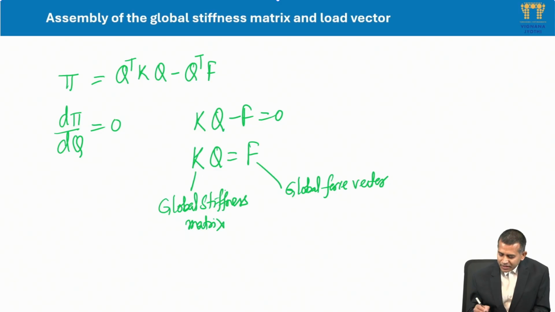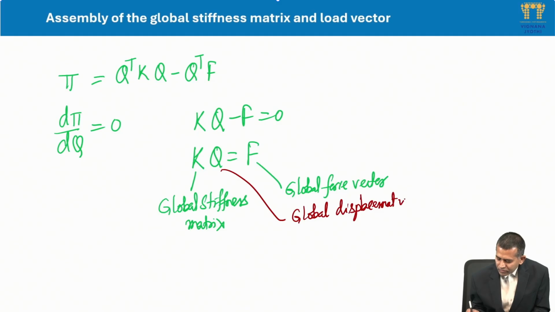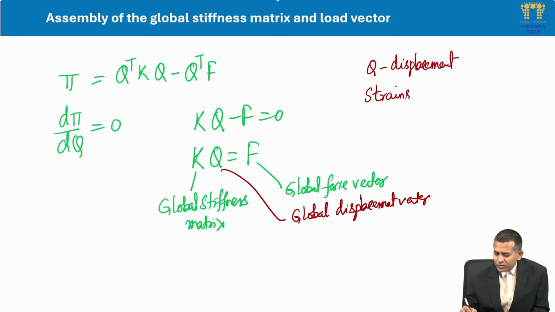Finding out the global stiffness matrix and global force vectors. Once you know the global stiffness matrix and global force vectors, the unknowns are nothing but your q's. These q's are your global displacement vectors. So we'll try to find these unknowns q, right. Once you know q, that means you got the displacements, right. Once you have the displacements, then you can find the strains, right. Once you get the strains, you can find the stresses.